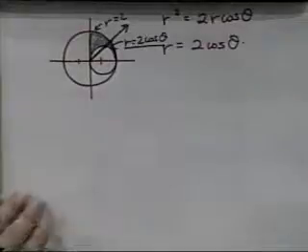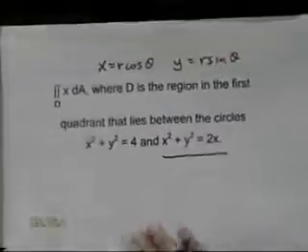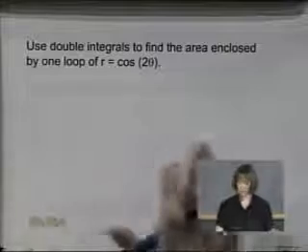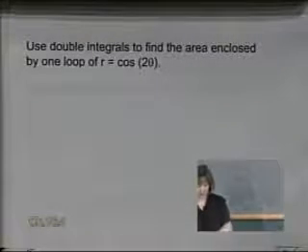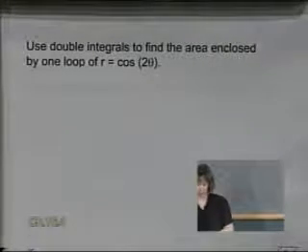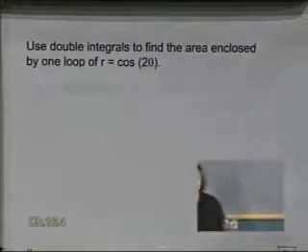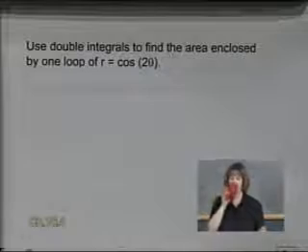Okay, let's look at setting up a few more. We did this one. Oh, this one's very important, and it's not too hard, so we need to talk about it. Use double integrals to find the area enclosed by one loop of r equals cosine 2 theta.